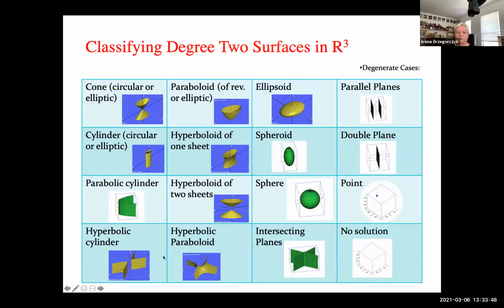So we have all these different types, but it can happen that I'm getting 2 intersecting planes. It may happen that I'm getting 2 parallel planes. I may have a plane that's a double. I may get a point. For example, a point is a solution to the equation x squared plus y squared equals 0. And there could be no solution. If I have x squared plus y squared equals -1, then I'm getting an empty set.